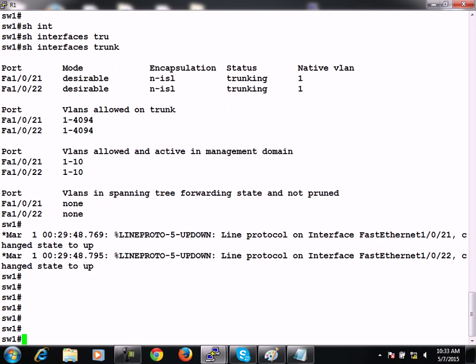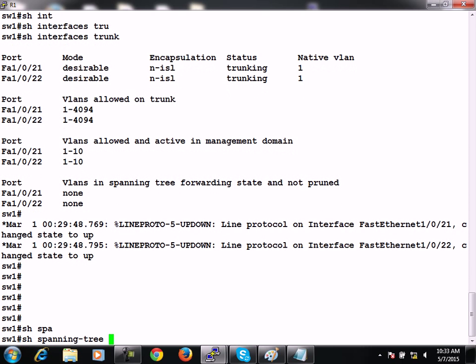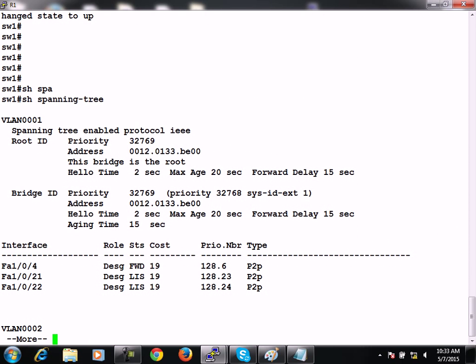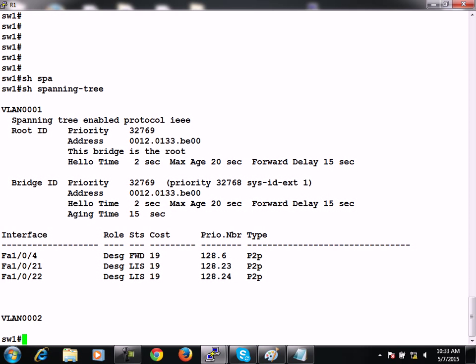Everything is fine here. And then after that you can also see show spanning-tree, and you can see 21 and 22 are participating in the spanning tree separately, right? I mean, we can see these two links individually. And then after configuring EtherChannel here, you will see that for STP there will be only one port, and it will be the port channel. Let me show you now.